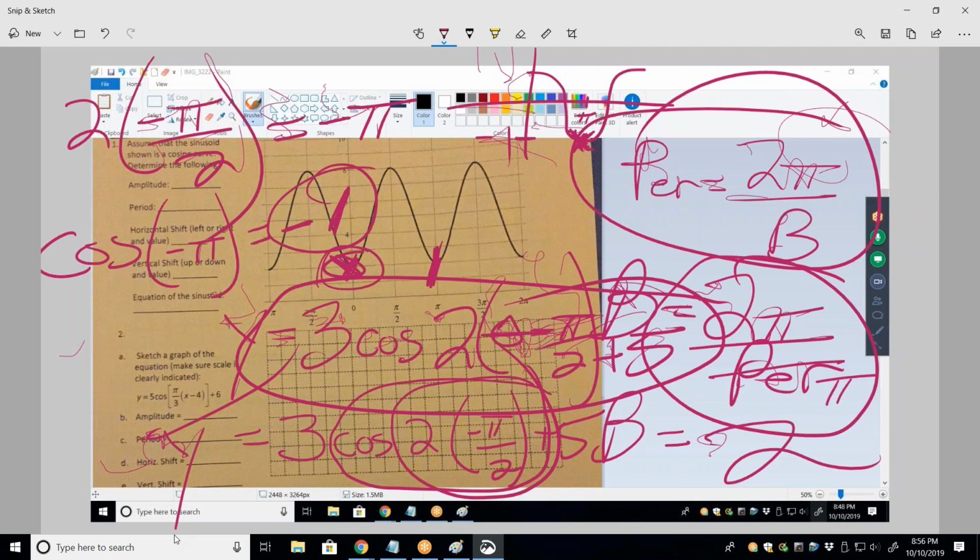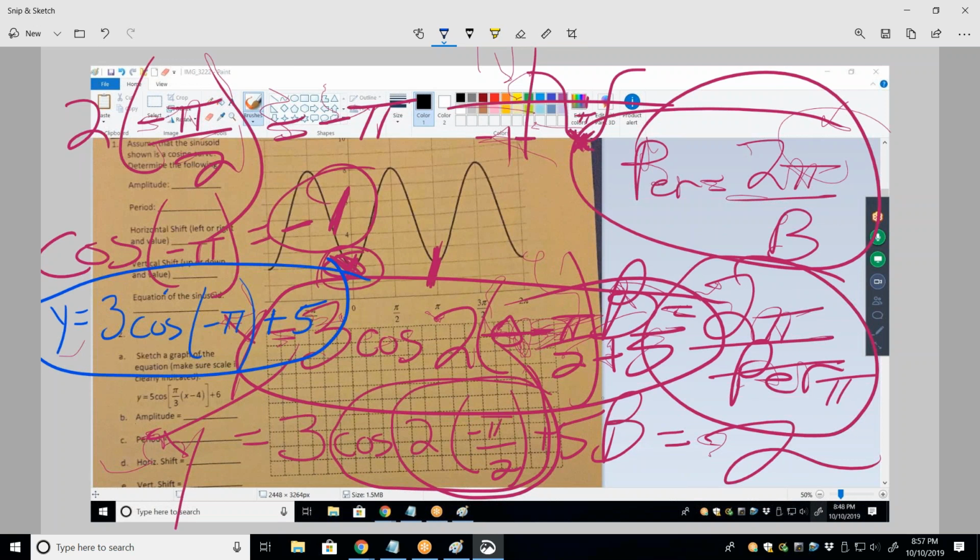Now, I could change this equation. Let me write in a different color because I've scribbled this up pretty good. I could change it to y equals 3 cosine. I have to use cosine because they've insisted upon it, but I could do this. In other words, I can cancel out the 2's myself. So that's a satisfactory answer also for the equation of the sinusoid function.